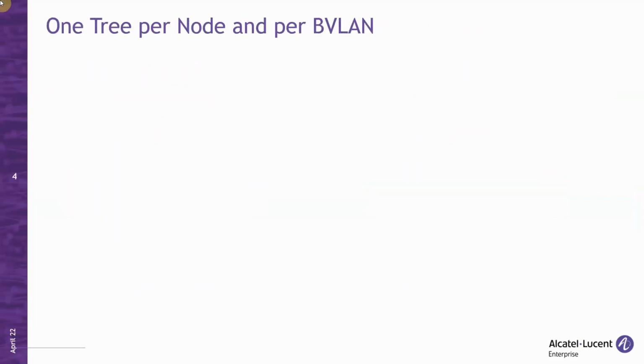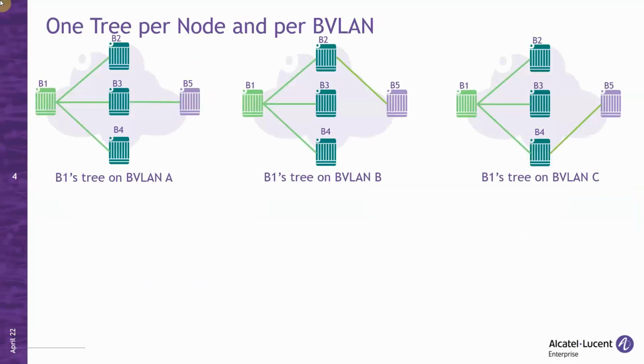Let's see what happens when we have 3 possible equal cost paths, and we use 3 backbone VLANs to take advantage of those multiple equal cost paths. Let's use the same topology from the previous slide, and now let's see it from the perspective of node B1. Node B1 will build a tree with the shortest path between itself and every other node.